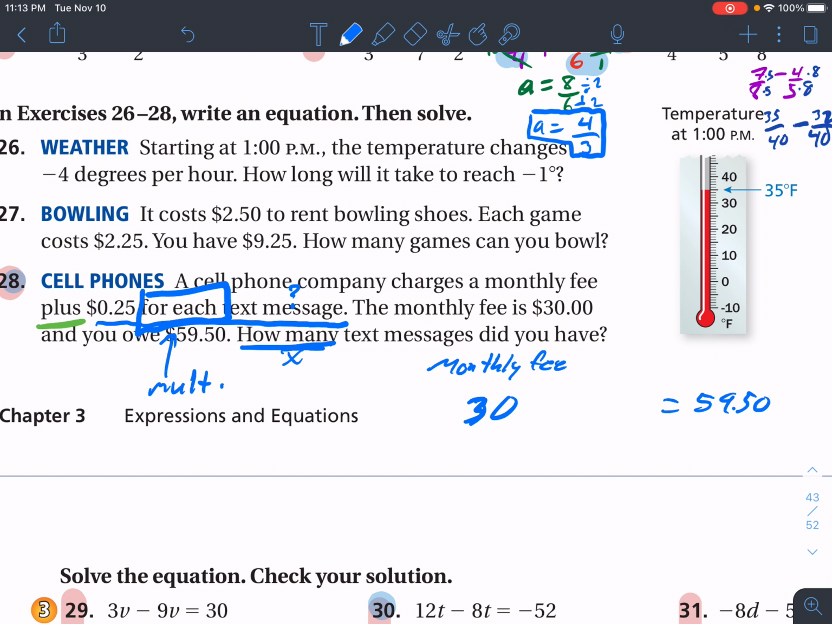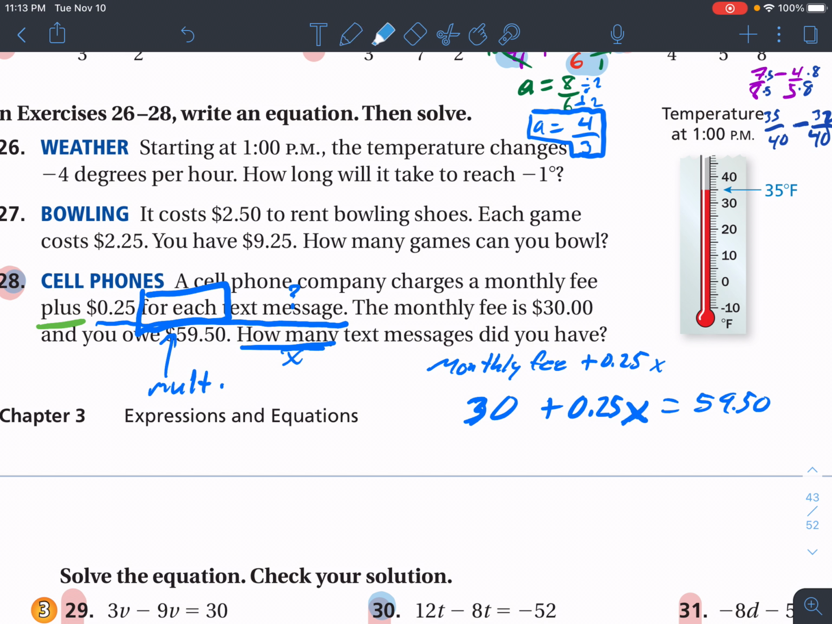Your book might say something else. They might say it's t, or m. I don't know what they're going to use. So pay attention to the big ideas, what letter they want you to use. So this is going to be plus 0.25, and then x. There we go. This makes a lot more sense now.